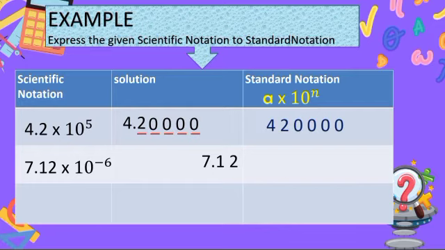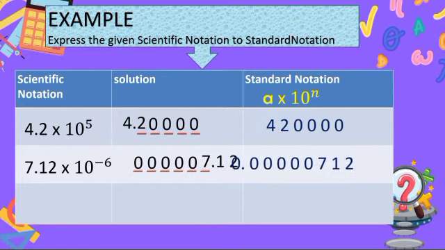So, count natin, ibig sabihin, 6 times. So, 1, 2, 3, 4, 5, 6. So, add in lang natin lahat ng nabilangan natin na may bakante ng 0. At kung saan naman ngayon natigil ang kanyang decimal, dun tayo mag-a-add ng 0 ulit. So, 0.00000712 is equal to 7.12 times 10 to the negative 6 power. So, I hope naiintindihan po ang ating example.